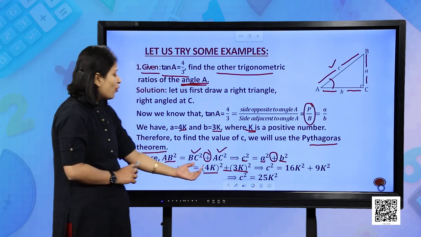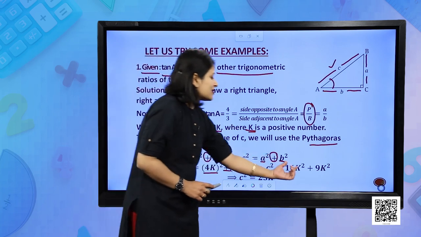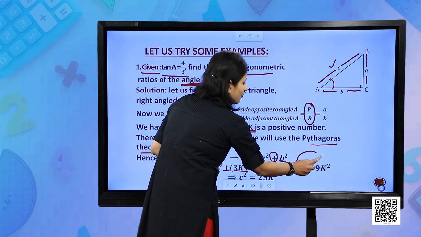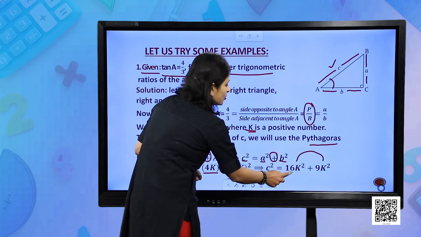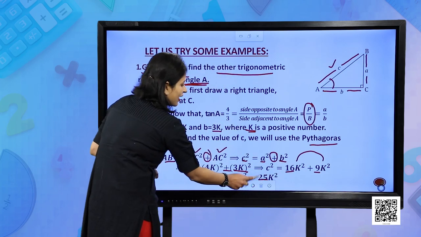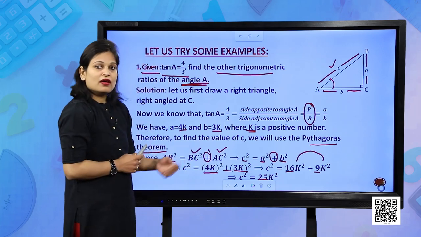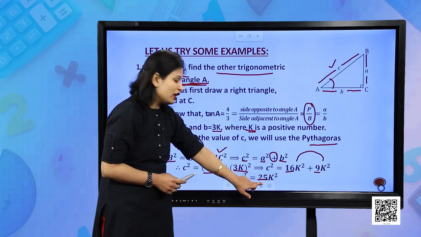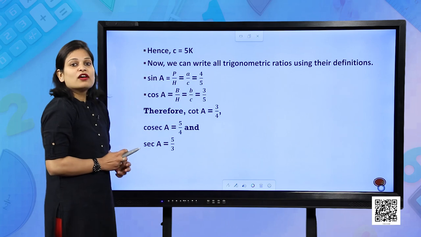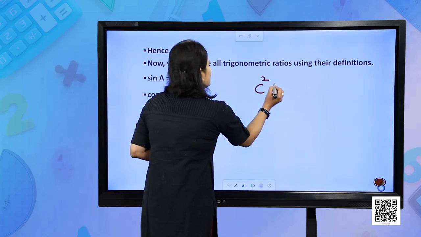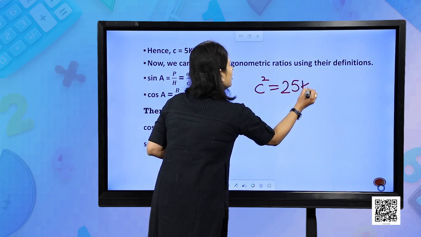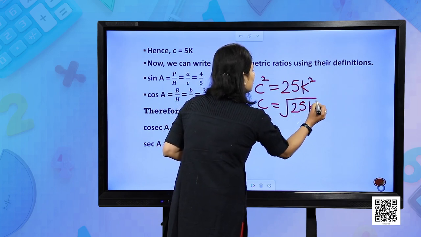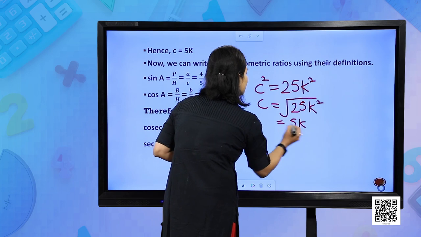whole square. When you open this up, what will you get? 16k square plus 9k square. Since the variable is the same, 16 plus 9 will give you 25, and k square will remain with it. Now, since c square is equal to 25k square, how will you calculate the value of c? You will get c as 5k. As you know, c square is 25k square, so c will be the square root of 25k square. You will get 5k.